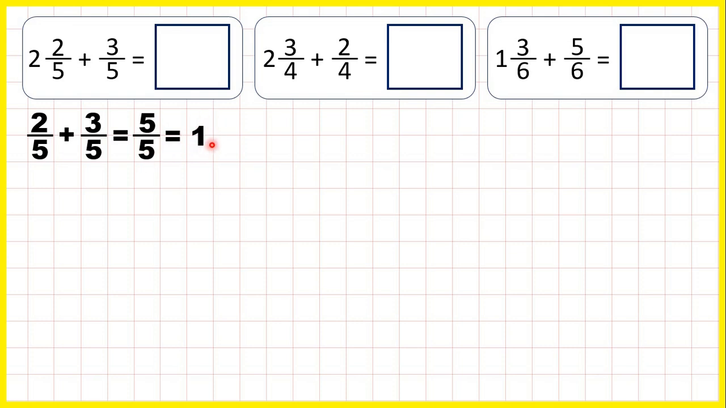So we got 1 whole from adding our fractions, and we can add that to the 2 wholes that we have in the question to give us 3 wholes altogether, so our answer is just 3.